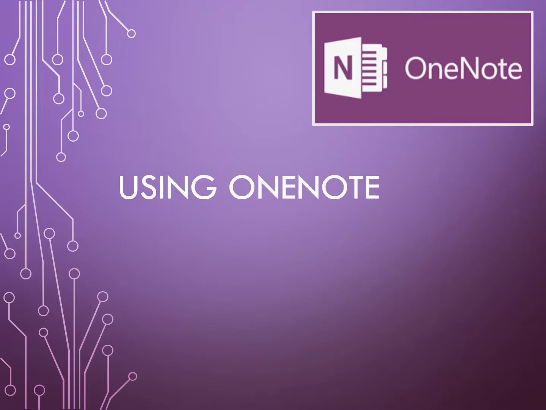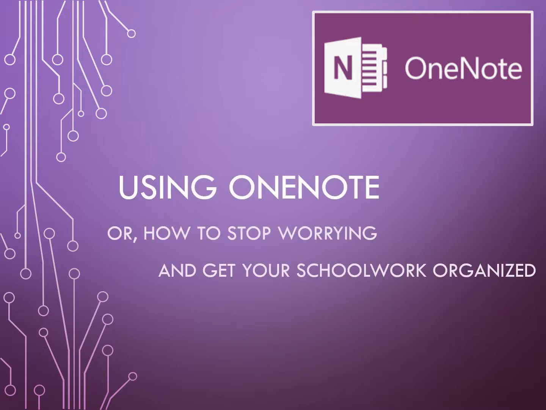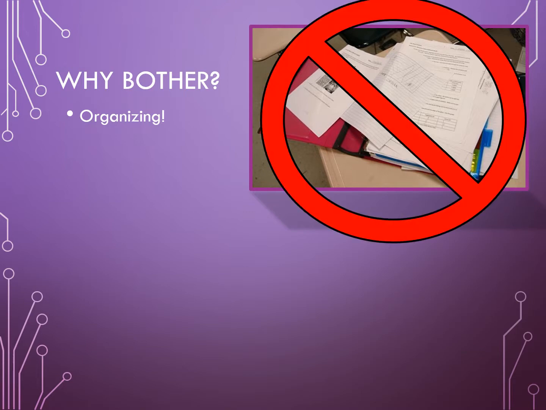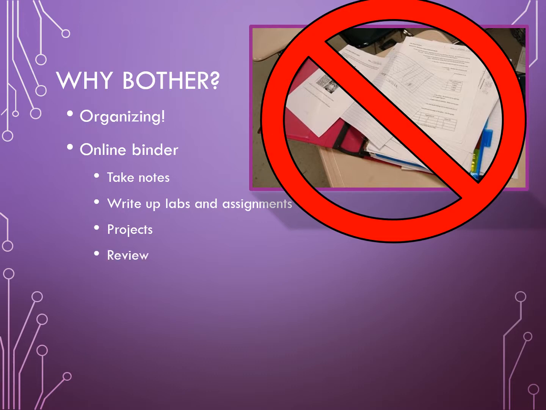Using OneNote, or how to stop worrying and get your schoolwork organized. Why bother? Instead of messing around with a binder and with papers that get lost or damaged, you'll use a OneNote Notebook for a lot of your work in this science class. Effectively, the OneNote Notebook is an online binder where you can take notes, write up labs and assignments, keep track of projects, and review for tests.